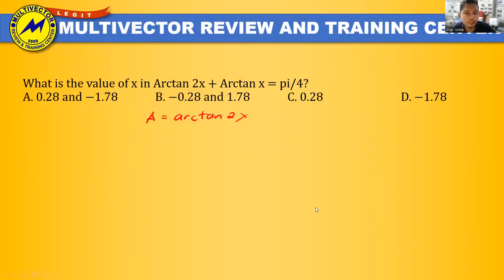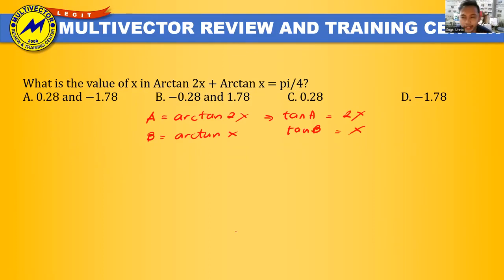Next problem. What is the value of x in arctangent 2x plus arctangent x is equals to pi all over 4? So let A is equals to arctangent 2x. Let B is arctangent ng x. Therefore, pwede ko sabihin, that tangent A, pag tinangent natin both side, is just equals to 2x, while yung tangent B naman natin is just equals to x.